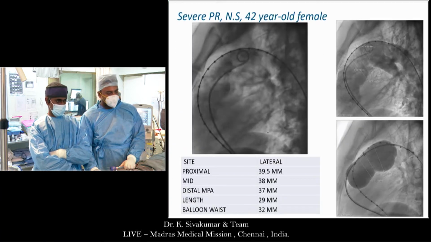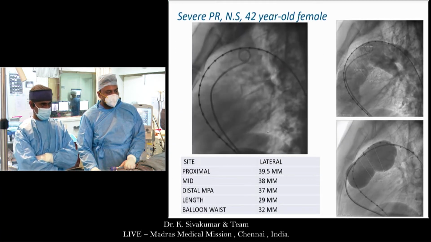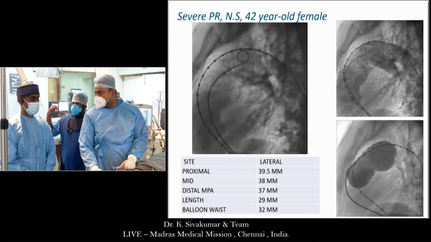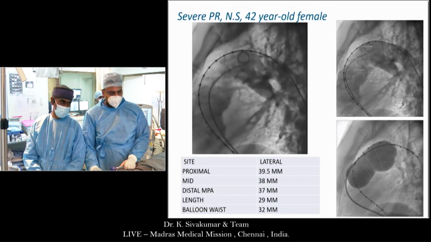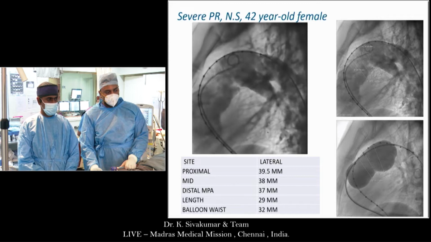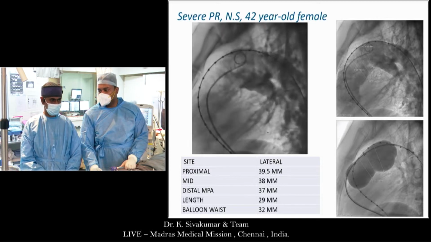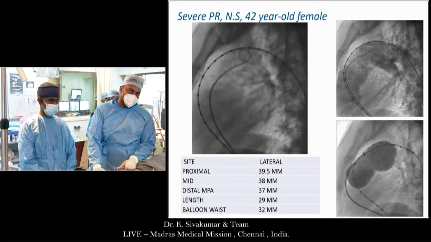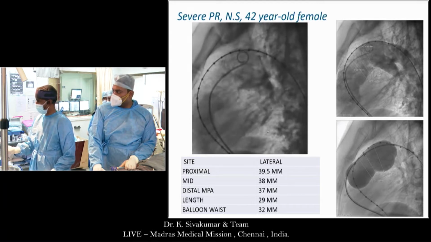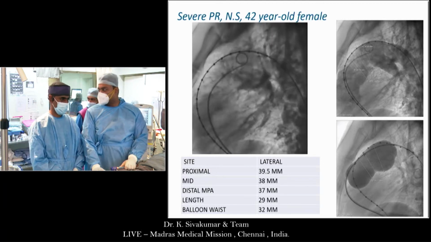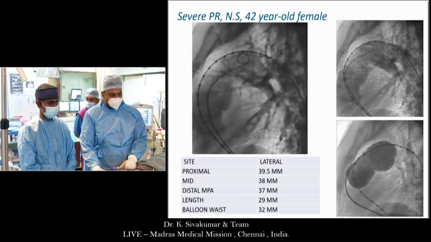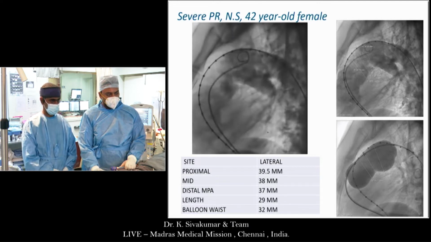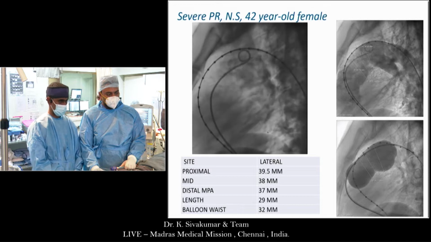So next please. Okay, I'll try my best to interpret this. On lateral projection, it looks as if we have a quite large dilated RVOT and MPA, with a waist at the middle part of the MPA. It's quite big anatomy on the lateral projection. Proximal diameter 39, the mid 38, distal 37, and the length 29. He also did balloon interrogation, and the waist was about 32 millimeter.